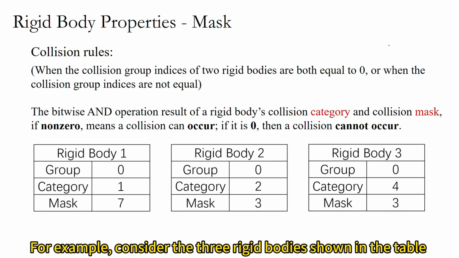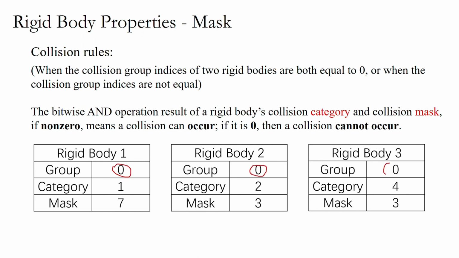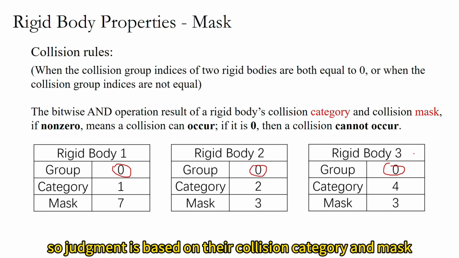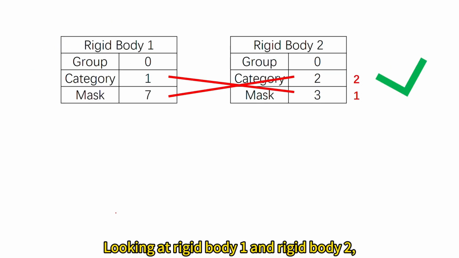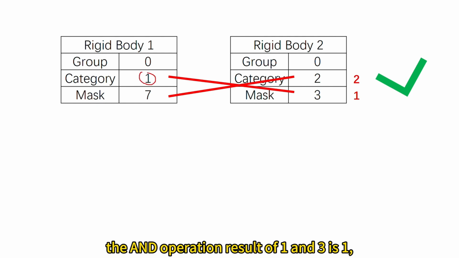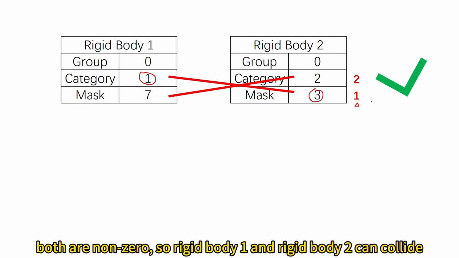For example, consider the three rigid bodies shown in the table, with collision group indexes all set to 0. So judgment is based on their collision category and mask. Looking at rigid body 1 and rigid body 2, the AND operation result of 1 and 3 is 1, and 7 and 2 is 2. Both are non-zero, so rigid body 1 and rigid body 2 can collide.